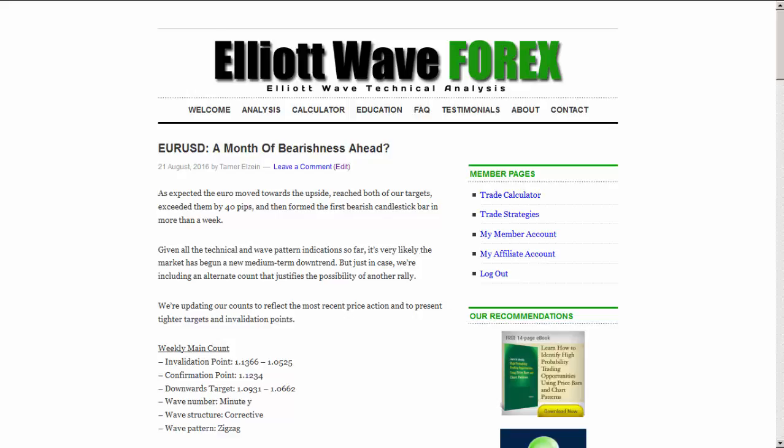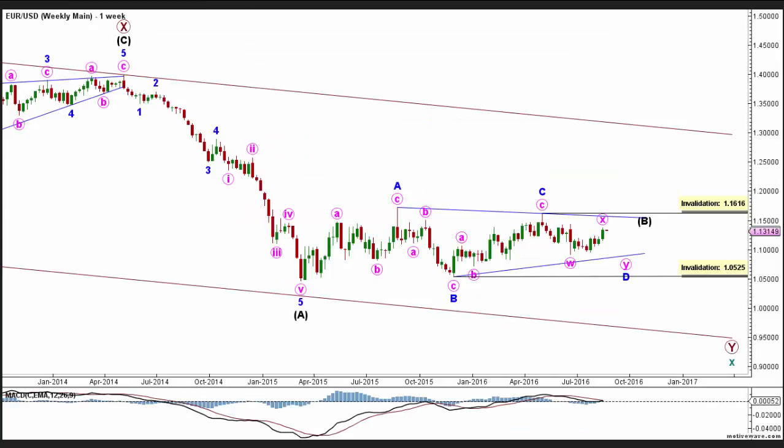So beginning as usual with the big picture on the weekly chart, we see that the euro is moving towards the downside in teal wave X, which is forming a double zigzag labeled maroon waves W, X, and Y, where maroon wave Y is forming a zigzag labeled black waves A, B, and C, and within it, black wave A formed an impulse labeled blue waves 1 through 5, and then black wave B is now forming a contracting triangle labeled blue waves A, B, C, D, and finally E.